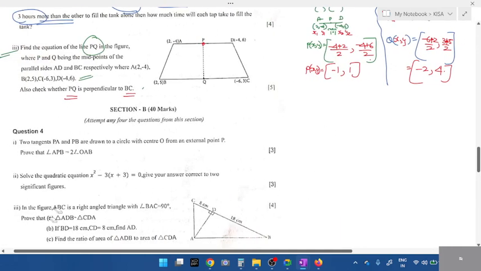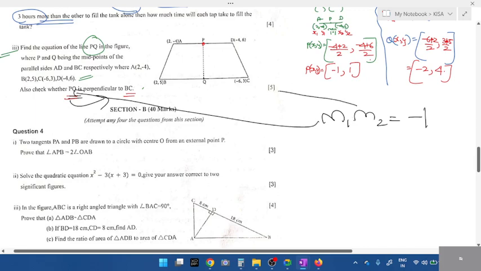Next part of the question. If you have done till here, you will get how many marks? 1, 2, 3 marks. Also check whether PQ is perpendicular. If it is perpendicular, what do you have to find? M1. All of you respond. M1 into M2 should be equal to minus 1. What do M1 and M2 stand for? M1 is the slope of PQ. M2 is the slope of BC. So what are the two things we need to find? Slope of PQ and slope of BC.